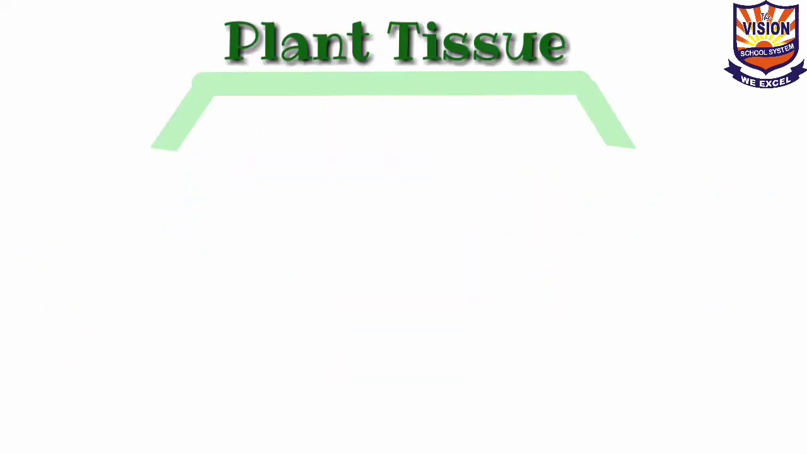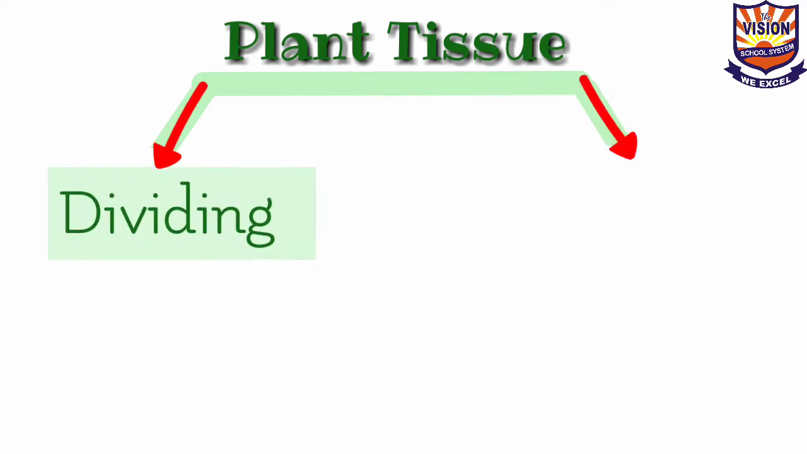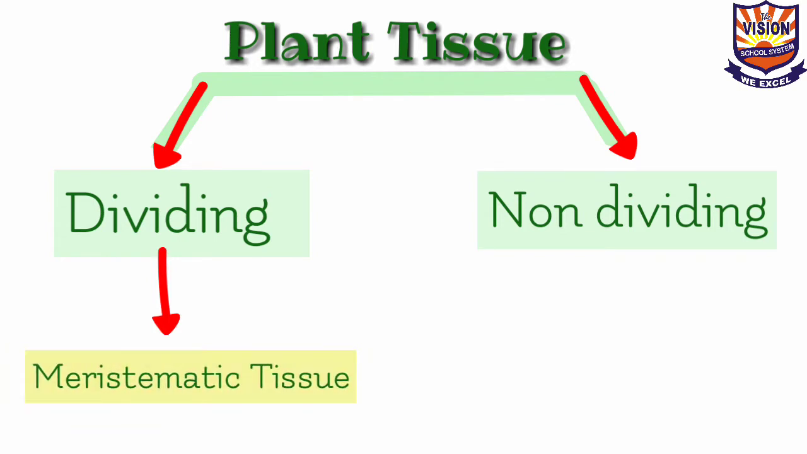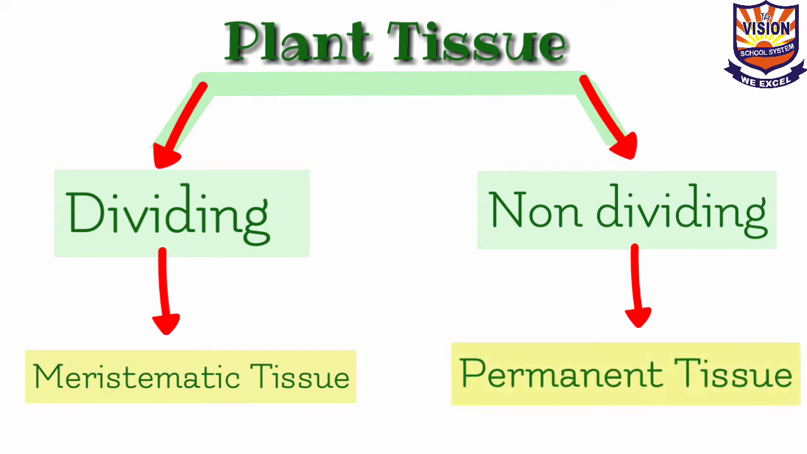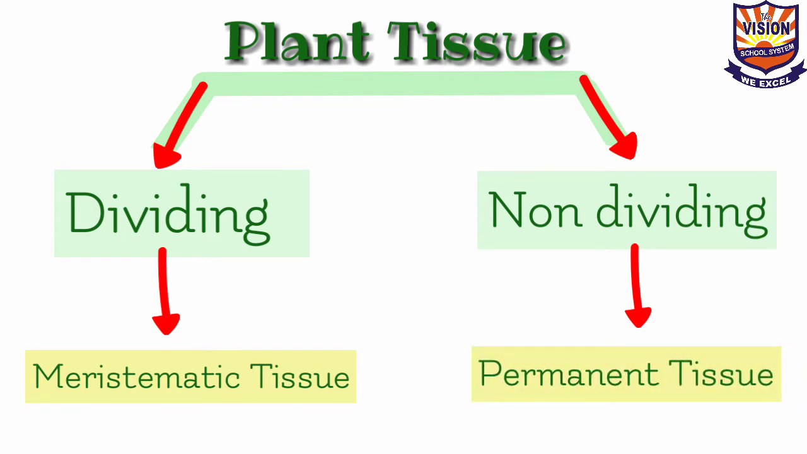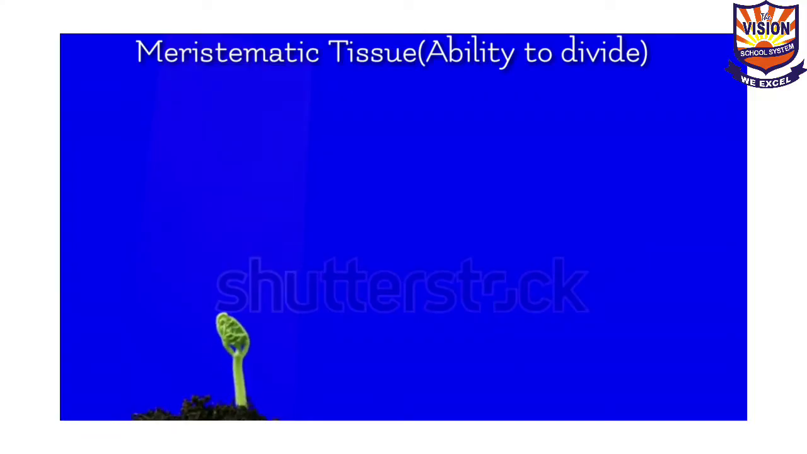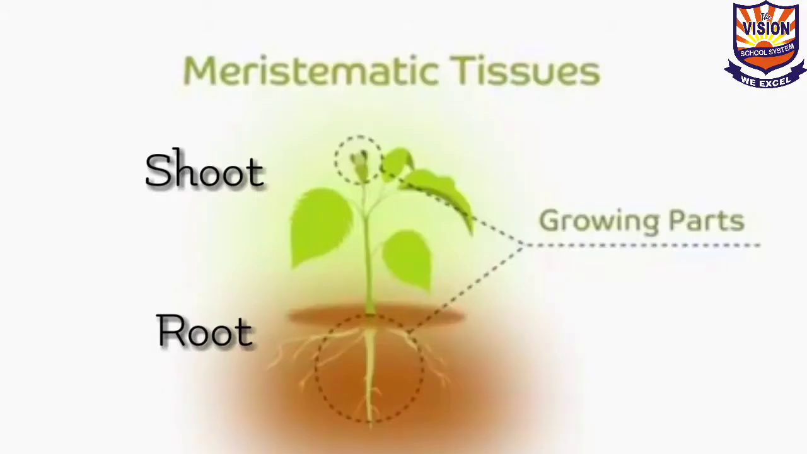Now the plant tissues are divided into two types, dividing tissue and non-dividing tissue. Dividing tissue is also known as meristematic tissue and non-dividing tissue is also known as permanent tissue. Let's first talk about the meristematic tissue. Meristematic cells are smaller in size with comparatively thin walls and a nucleus in the center. The main function of this tissue is to divide and help the plant grow. They are present on the growing parts of a plant like root and shoot tips.